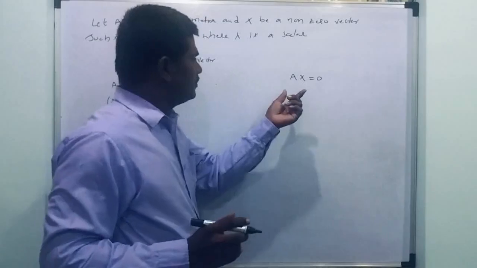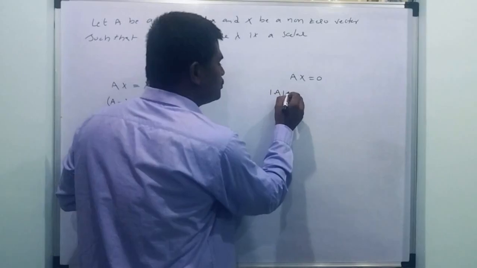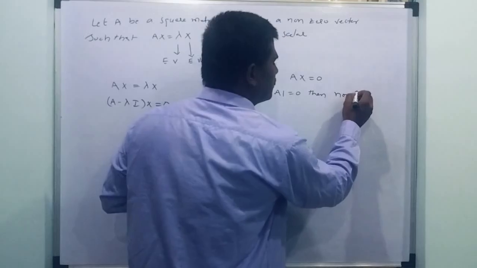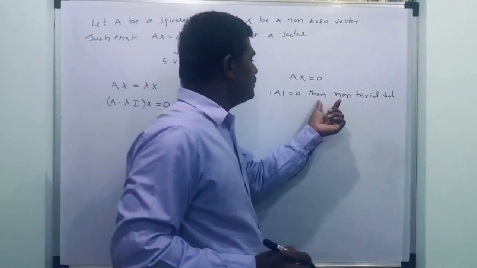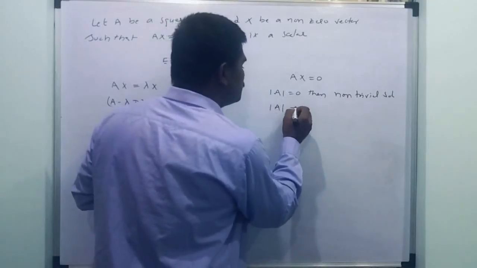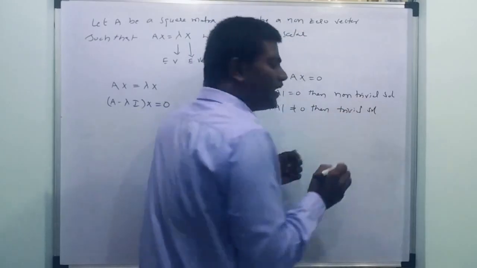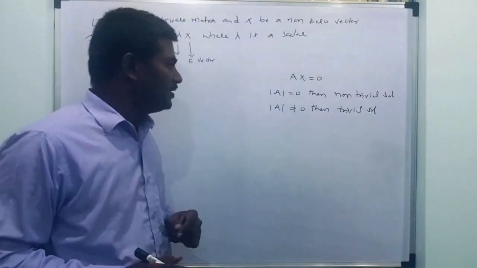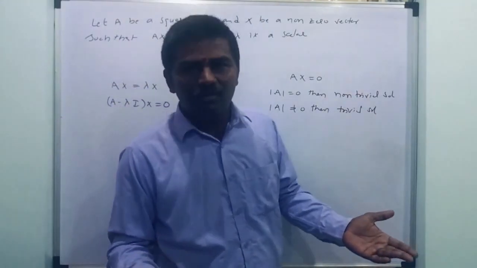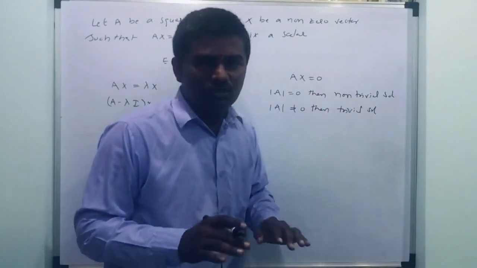Let me remind one thing. If Ax equal to 0 is a homogeneous system, if det A is equal to 0, then the system has a non-trivial solution. If det A is not equal to 0, then the system has the trivial solution. This is already explained in homogeneous system of equations. What is a trivial solution? Which is the zero solution. Non-trivial solution means non-zero solution.